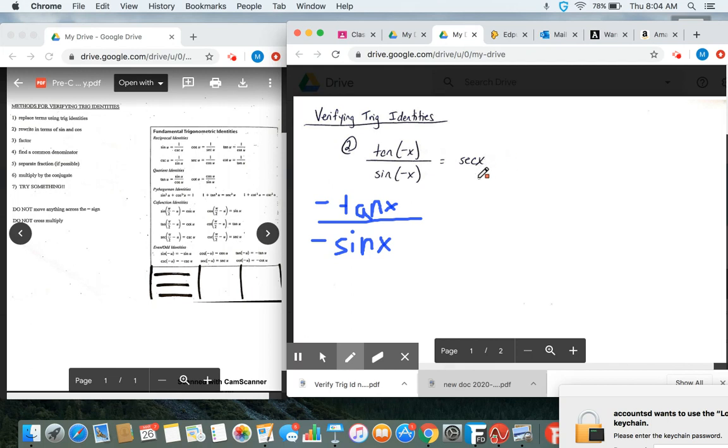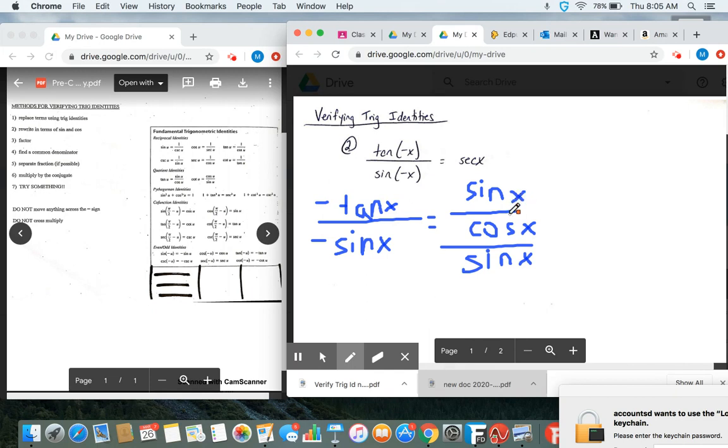But I need to get secant. So again, I'm going to refer to these methods, and maybe the first thing I should try to do is just rewrite in terms of sine and cosine and see where that gets me. So I'm going to take tangent here and rewrite that as sine over cosine. And this sine x is still in my denominator. Now, each one of these should have an x, but it's pretty tough to write here, as you can tell by my handwriting, so I might just skip them on some.